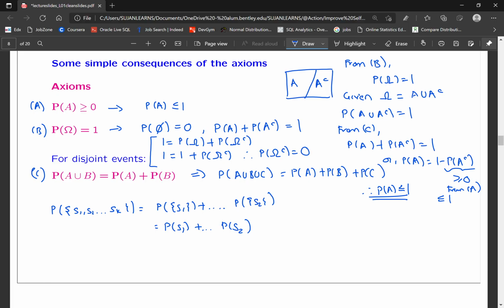The complement of the sample space, and we know that the sample space defines all the possibilities. So the complement of the sample space is always the null or empty set. So that's how we prove this out.